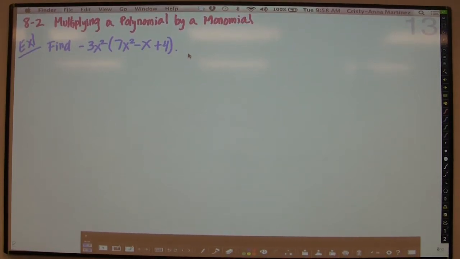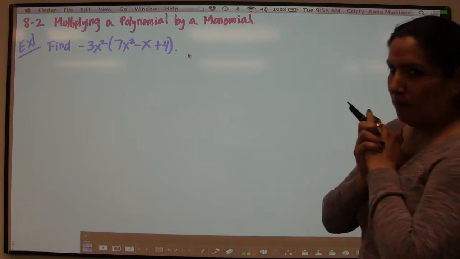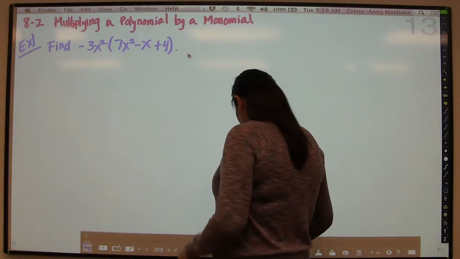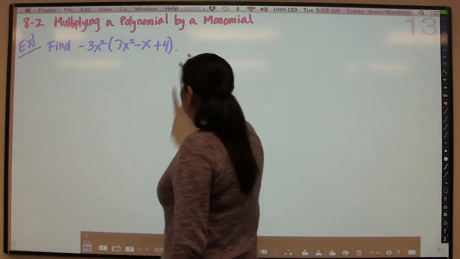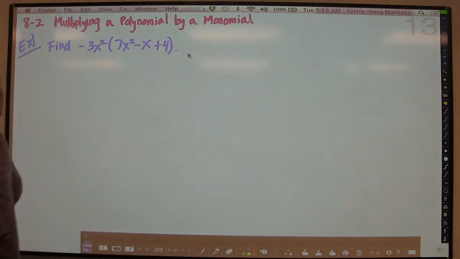It is Chapter 8, Section 2. Today we'll be learning about multiplying a polynomial by a monomial. Trust me, it'll get more complicated as time goes on. But for now, it's easy peasy, Japanesey. Alright, so basically what we want to do here is be really careful that we distribute.